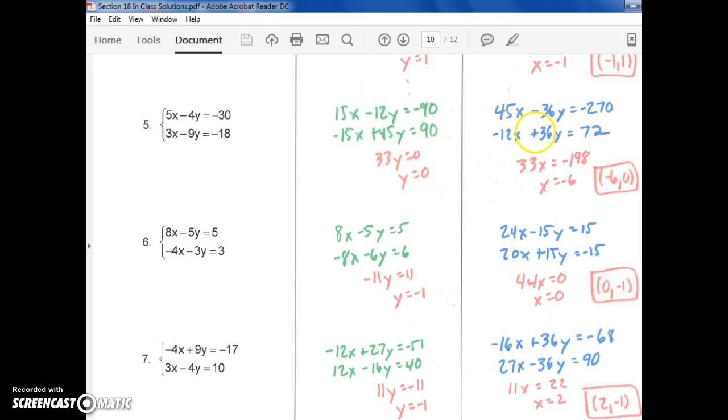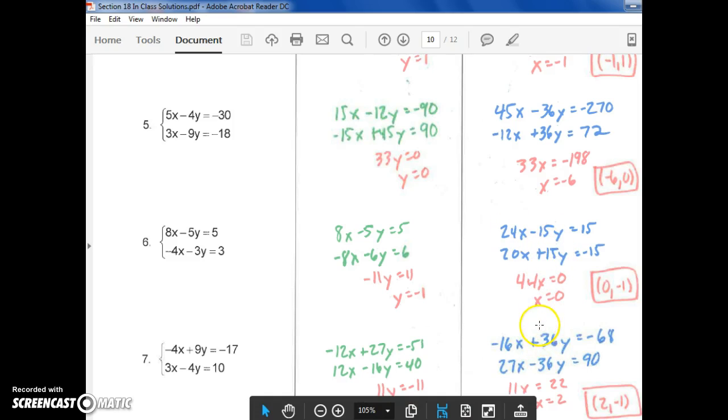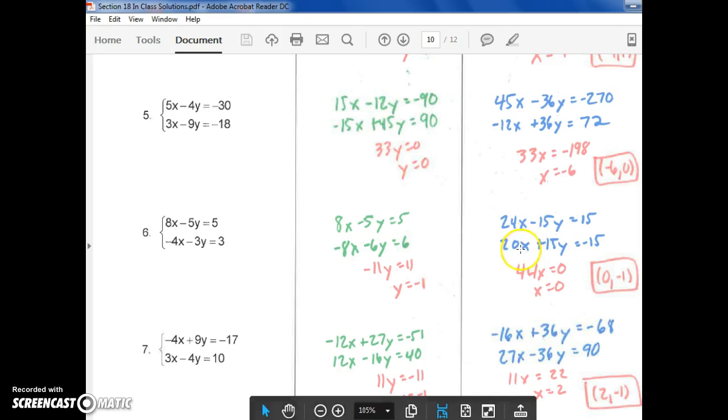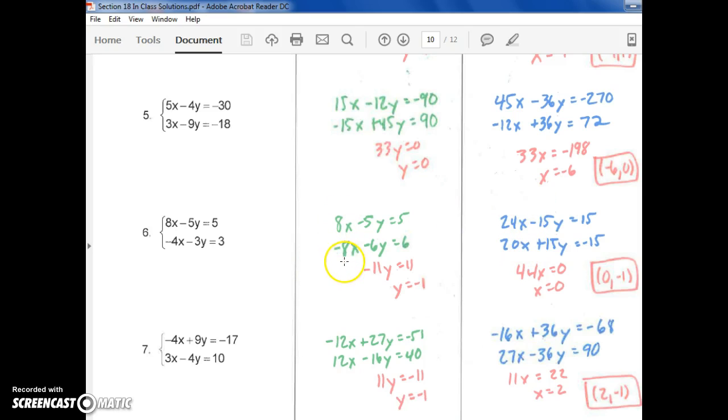And number 6, I chose to eliminate the x's by multiplying the bottom equation by 2. So negative 8x minus 6y equals 6. And to eliminate the y's, I had to multiply the top equation by a positive 3 and the bottom equation by negative 5. And that will cancel out your y's so you can solve for x. Again, you have a choice when you're solving it. I would probably go with the x's to eliminate first because the numbers seem to be pretty reasonable to work with.